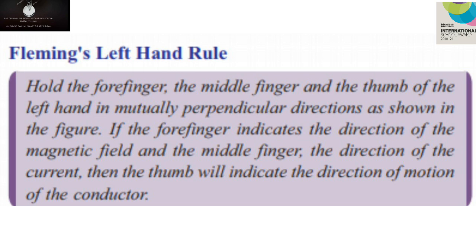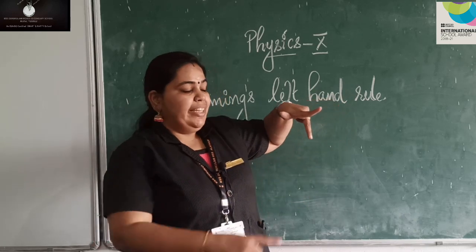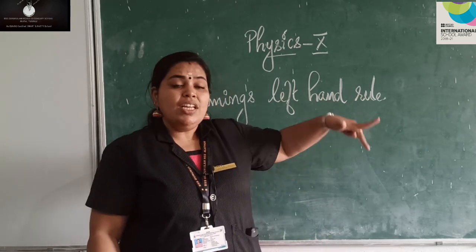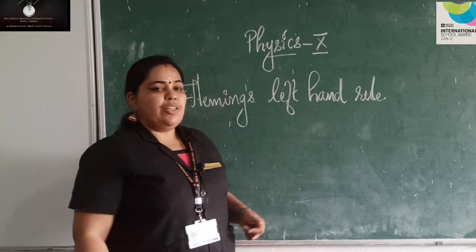Is it clear? അതായത് നിങ്ങൾ ഈ ഫിംഗേഴ്സ് എങ്ങനെ പിടിക്കണം? പെർപെൻഡിക്കുലർ ആയിട്ട് പിടിക്കണം, 90 ഡിഗ്രിയിൽ പിടിക്കണം, അല്ലാതെ ചുമ്മാ എങ്ങനെയെങ്കിലും പിടിച്ചിട്ട് കാര്യമില്ല. You have to hold these 3 fingers in mutually perpendicular direction. Okay, now back to that figure.